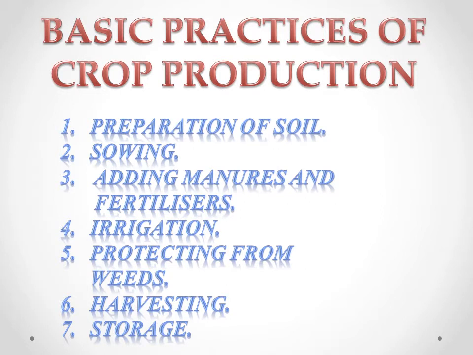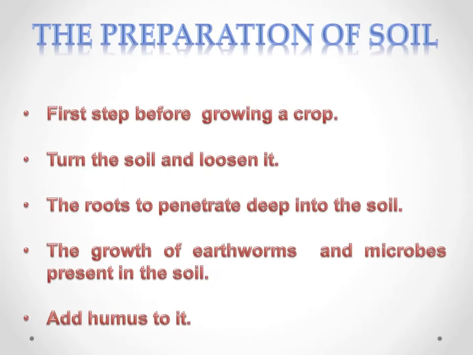Here are some of the basic practices in order to cultivate a particular crop: starting from the preparation of the soil, followed by sowing, adding manures and fertilizers, irrigation, protecting from the weeds, harvesting and storage. Now let us see in detail all the practices involved in crop production. Coming to the first practice, preparation of the soil.